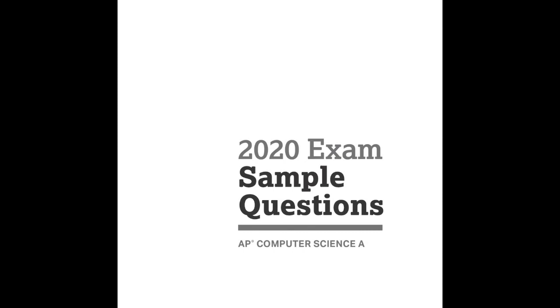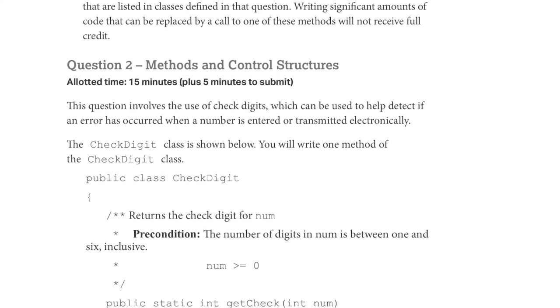We're looking at the 2020 AP Computer Science A exam sample questions. In a previous video, we looked at the first problem, which was dealing with arrays and array lists. Now we're going to go to the second problem, which deals with methods and control structures. So with that, let's get right into it.